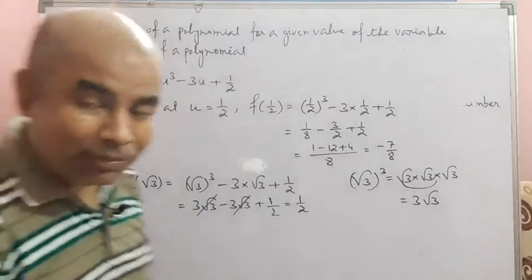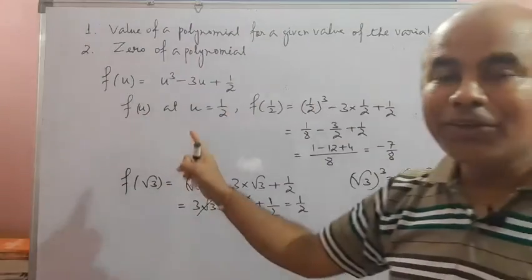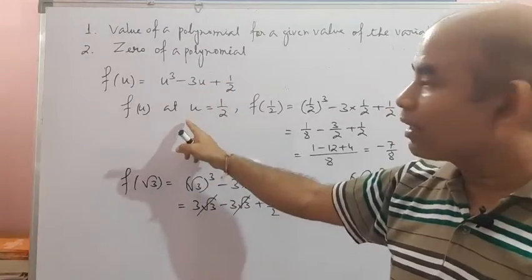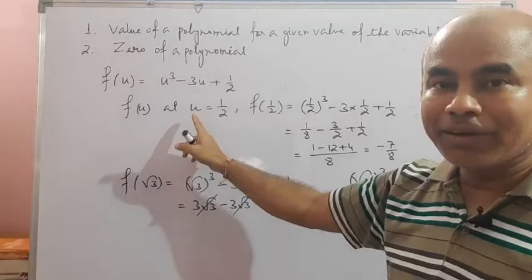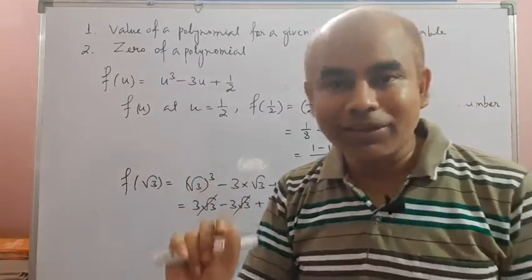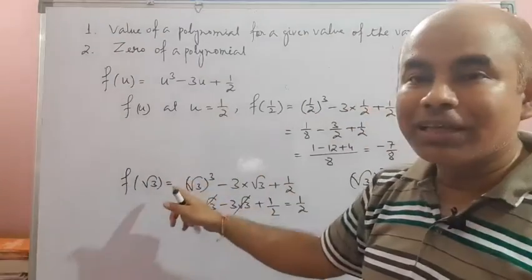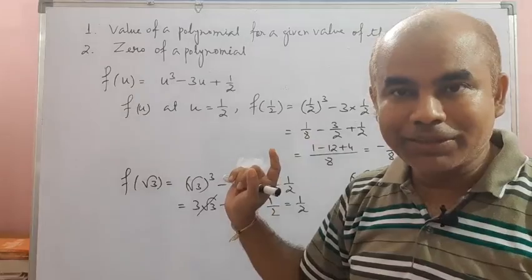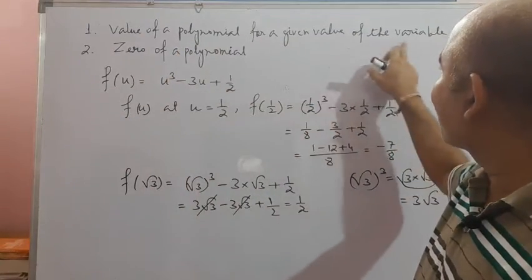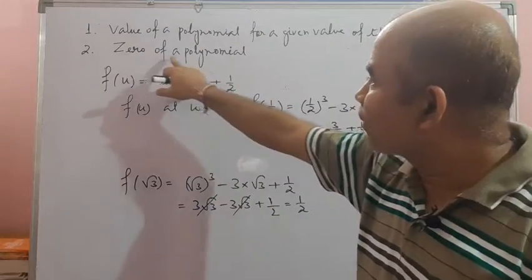That means from this example, what we come to know is that our variable is not necessarily always x. It can be any variable, and the value of the variable can also be any real number. If it is 1, minus 1 and 0, then there is some direct or shortcut technique. But for other real numbers, you need to do the calculation. Okay, now clear? So the first topic is the value of a polynomial for a given value of the variable. This one is this. Now let us move to our second topic.